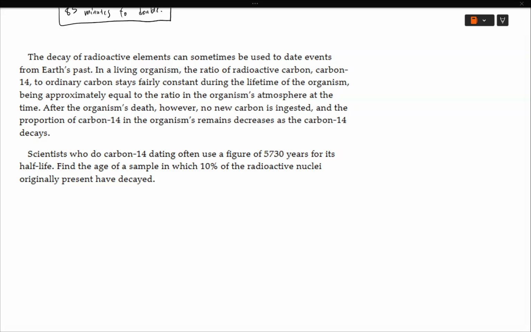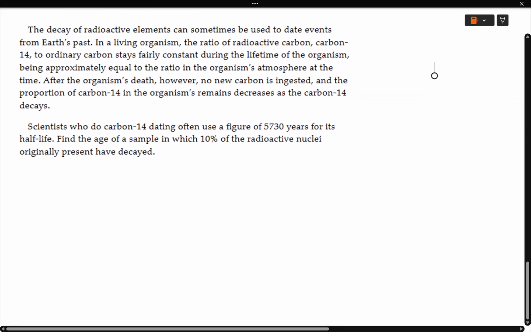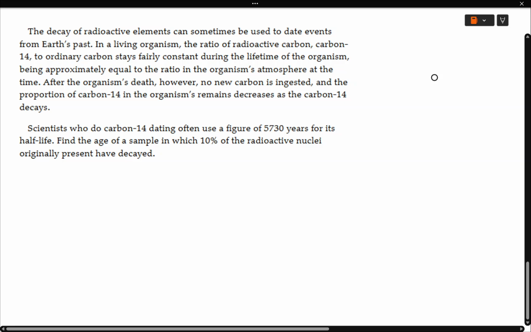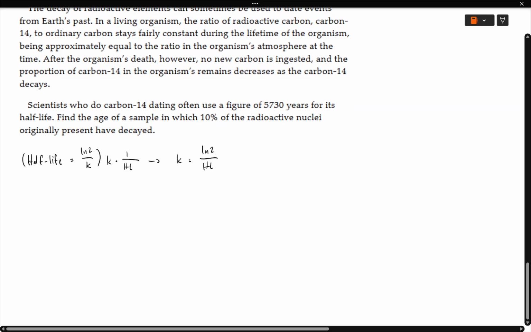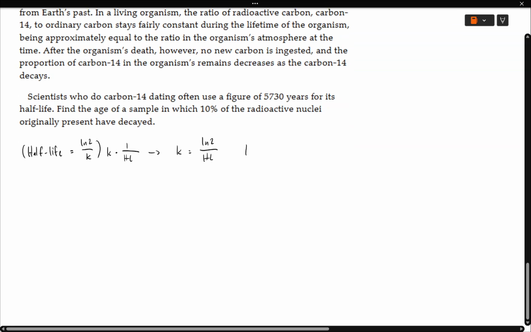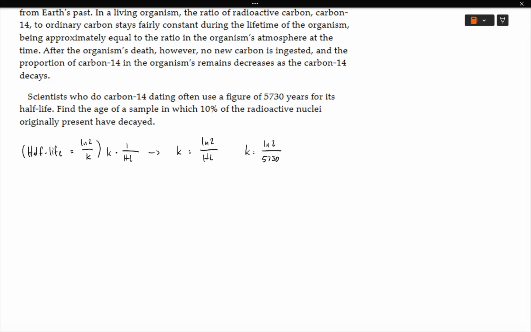So we want to find the value of k, right? To do that, we have a new equation just for these kinds of problems called the half-life equation. That is half-life is equal to the natural log of 2 over k. That means that if we multiply both sides by k, and 1 over half-life, which I'm just going to put HL, we get k equals ln2 over HL. So we know our half-life is 5730, so k equals ln2 over 5730, which we're just going to keep as that because it's a big number.